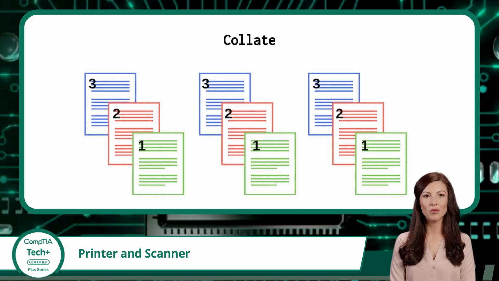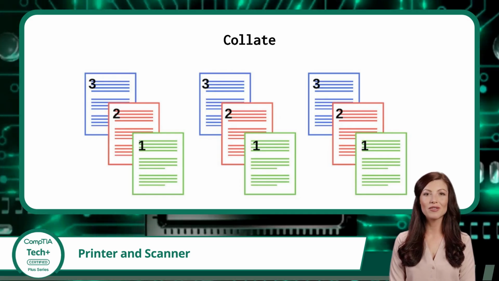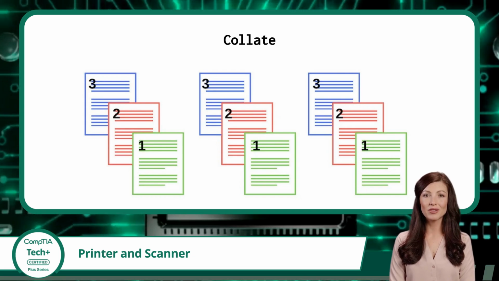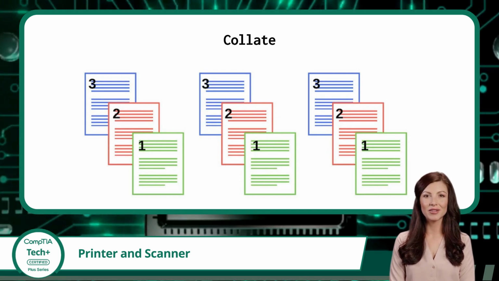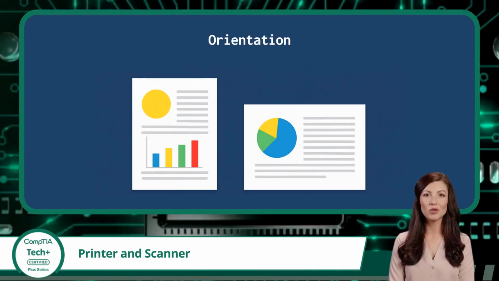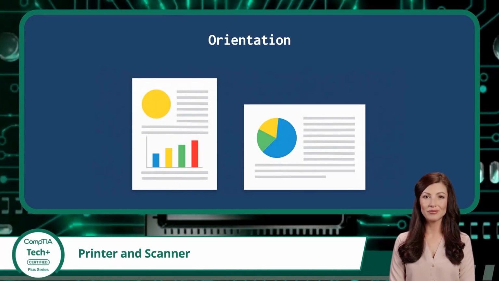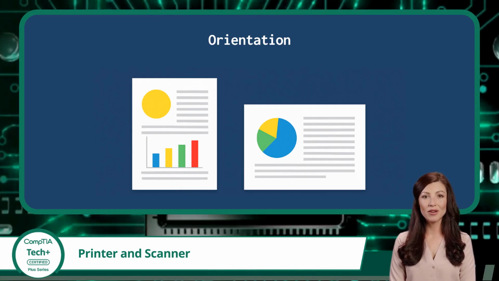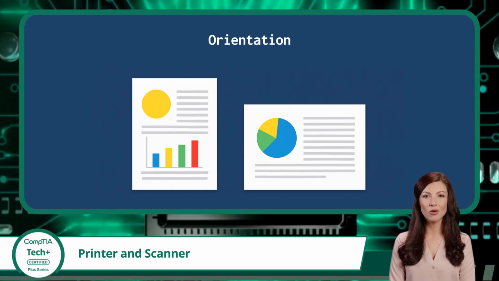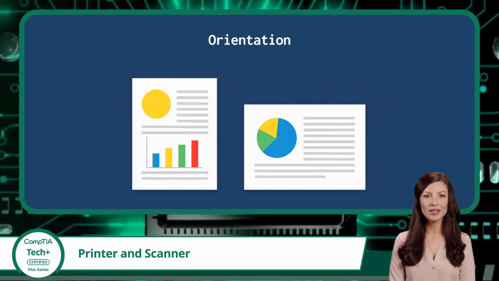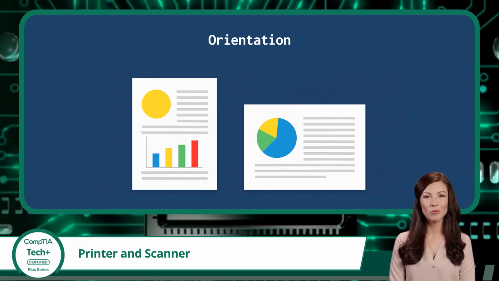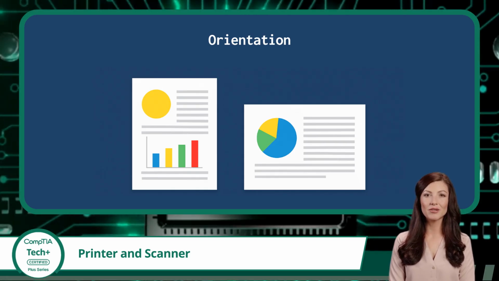Without collate, the printer would print all the page 1s first, then all the page 2s, and finally all the page 3s. That means you'd have to manually sort and stack each set after printing, which isn't ideal, especially for larger print jobs. You can also adjust the orientation of your prints. This setting controls whether the document prints in portrait mode, which is vertical, or landscape mode, which is horizontal. Choosing the right orientation ensures the document fits properly on the page and matches how you want it displayed or bound.